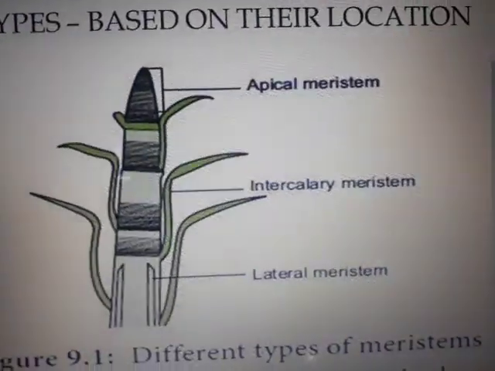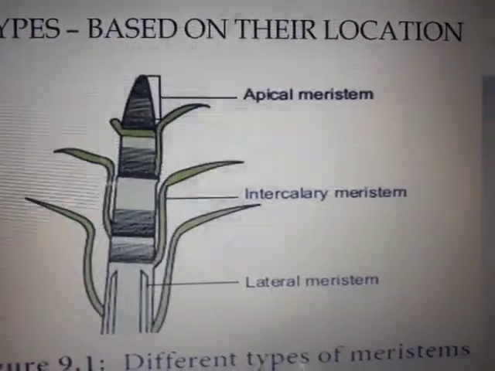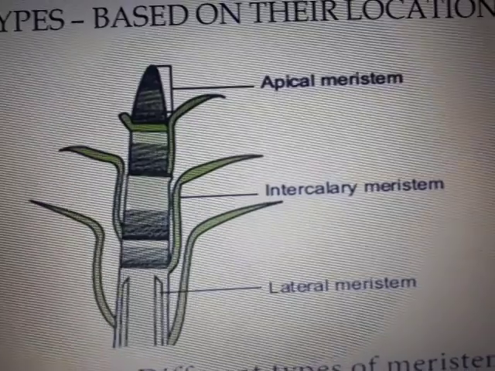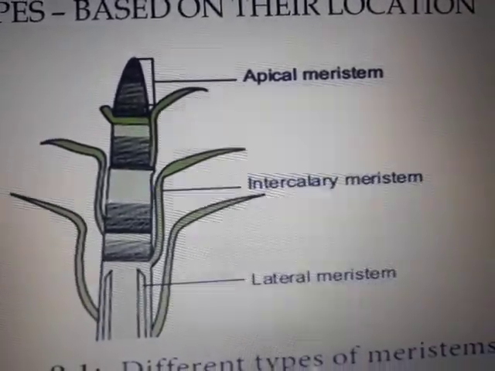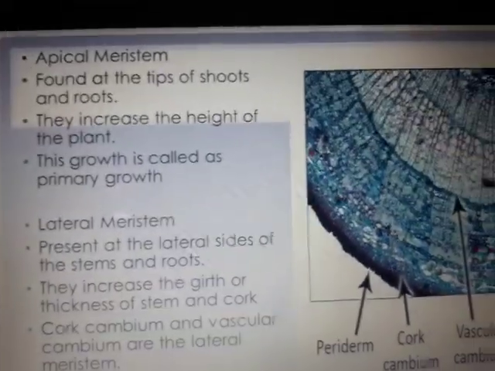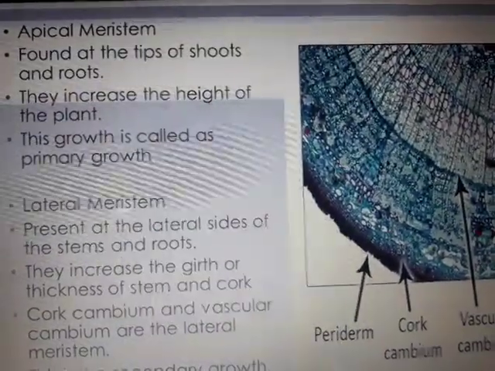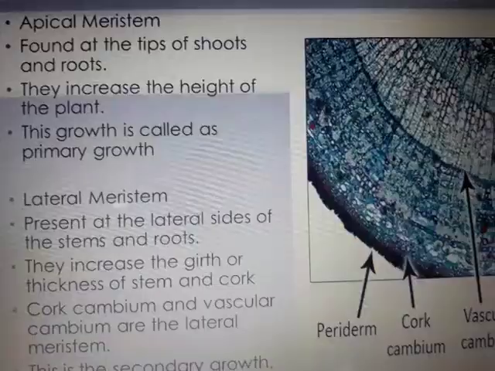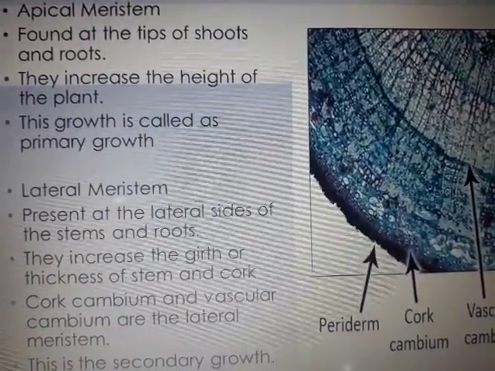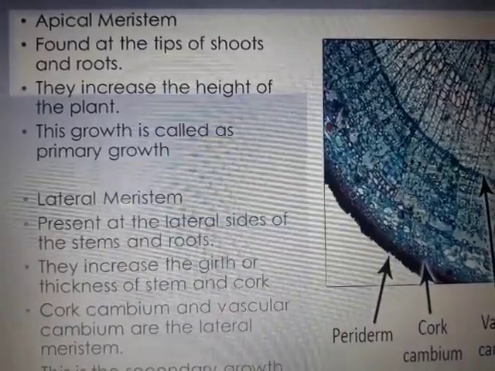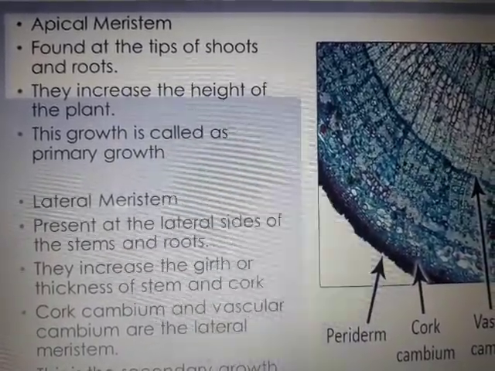The meristematic tissues are of three types: apical, intercalary, and lateral. You can see apical at the top, intercalary in between, lateral on the sides. What are they? Let us study them in detail. Apical meristem is found at the tip of shoots and roots. So obviously they are going to increase the height of the plant, and therefore the apical growth is called the primary growth.